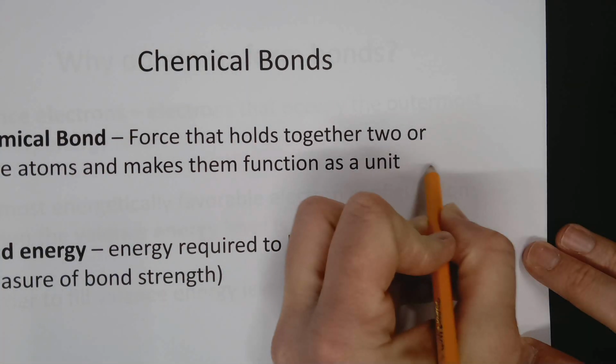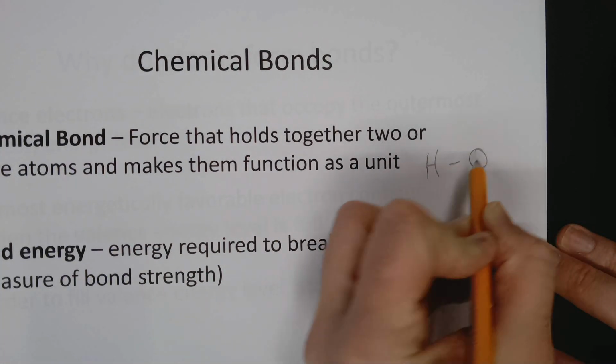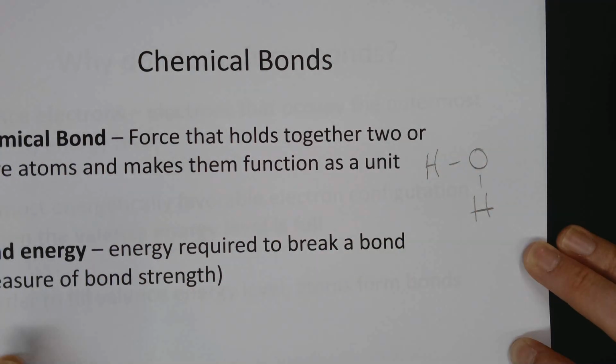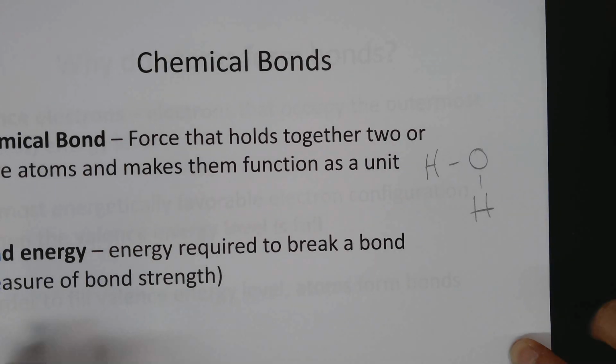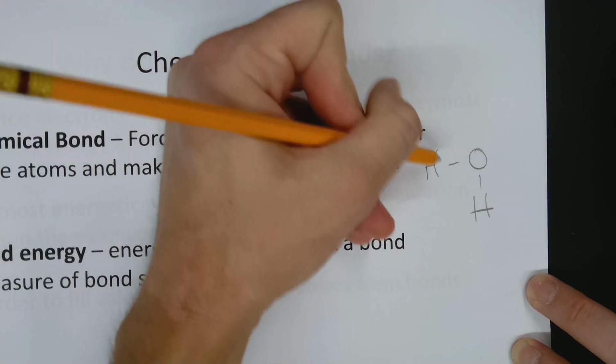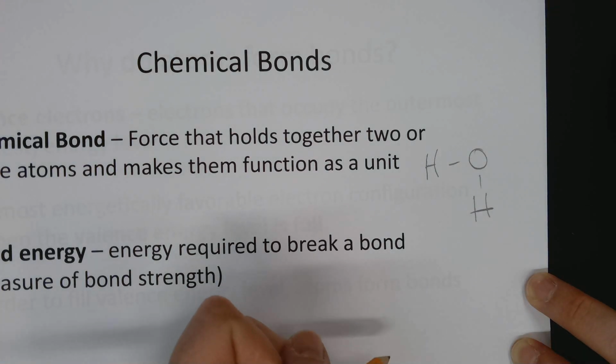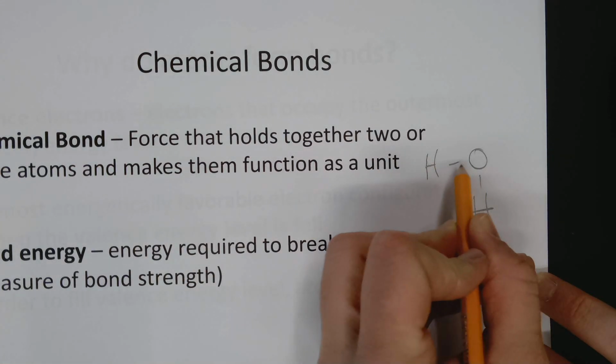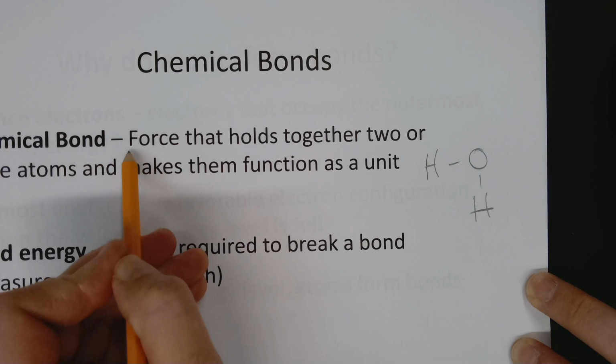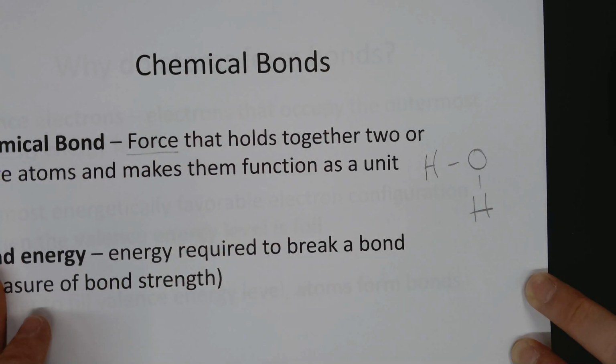So if we look at something like water, that's H2O. You're not going to find water on the periodic table, but water is oxygen forming bonds with two hydrogens. So the hydrogen is bonding with the oxygen, and that's a force that's holding the oxygen and hydrogen together.